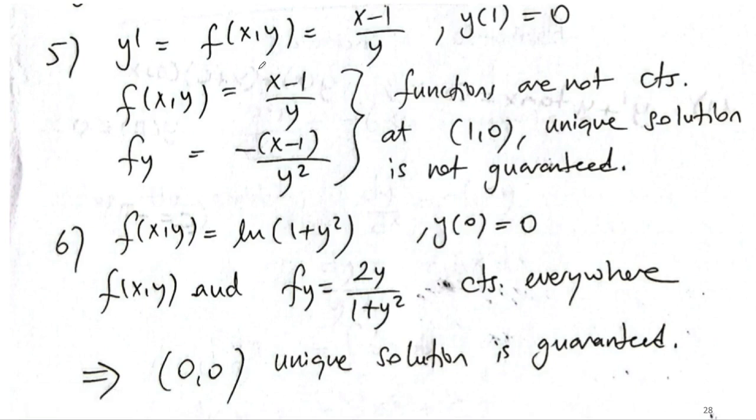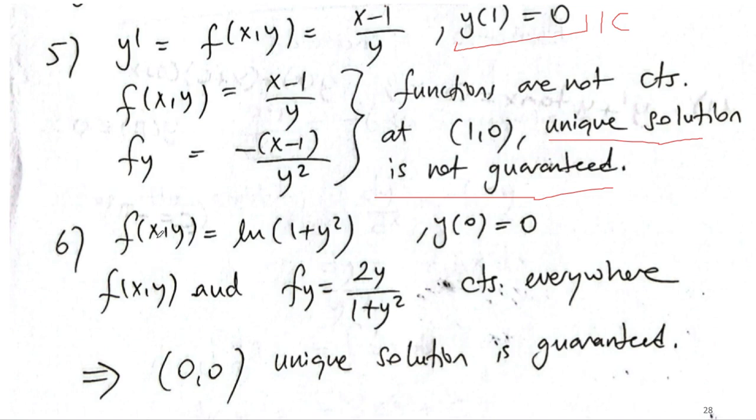Another example, y prime is given, another case, let's say x equals 1, y equals 0. The only difference now is that we changed the initial condition slightly. So x equals 1, y equals 0. At this point, we have discontinuity for both f and for the derivative of f with respect to y. So for both of these, we have discontinuity. Therefore, a unique solution is not guaranteed in this case.